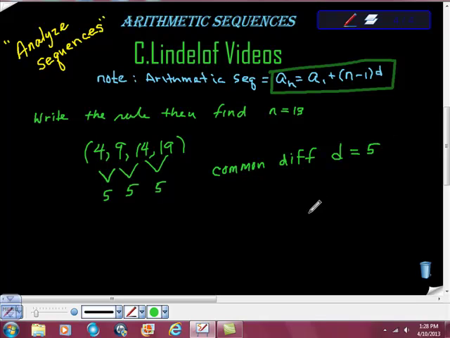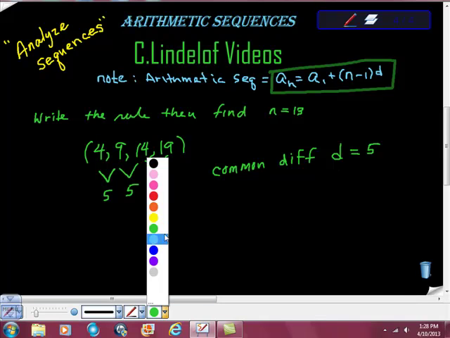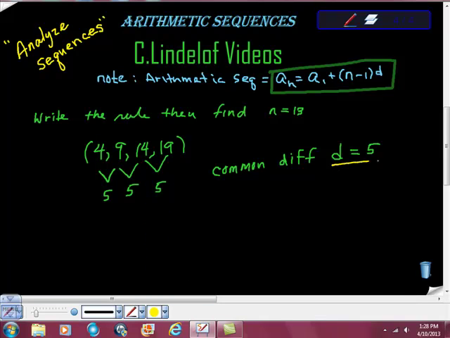So what I'm going to do now is start to fill in the blanks. I've got my common difference, 5, that's this d right here. It also says we're supposed to find the first term. So I'm going to go to the sequence and say the first term is 4. So I'm going to start to build this.